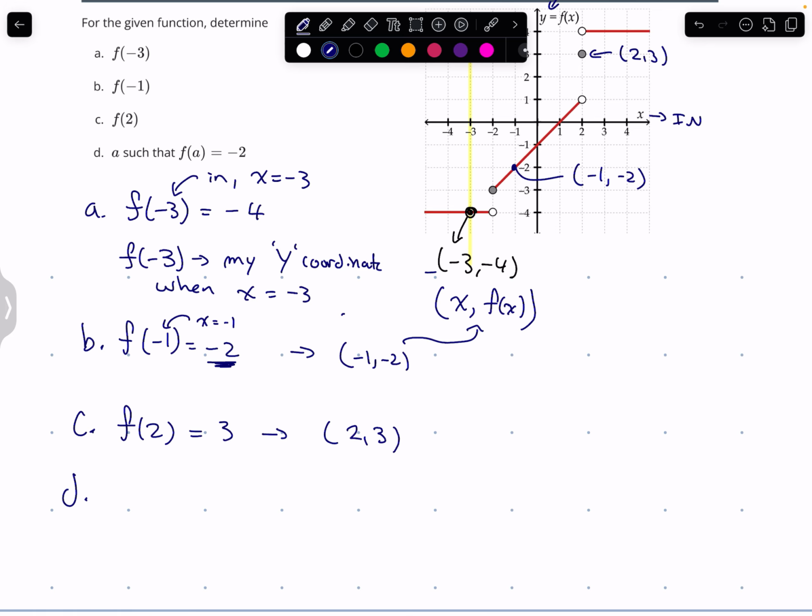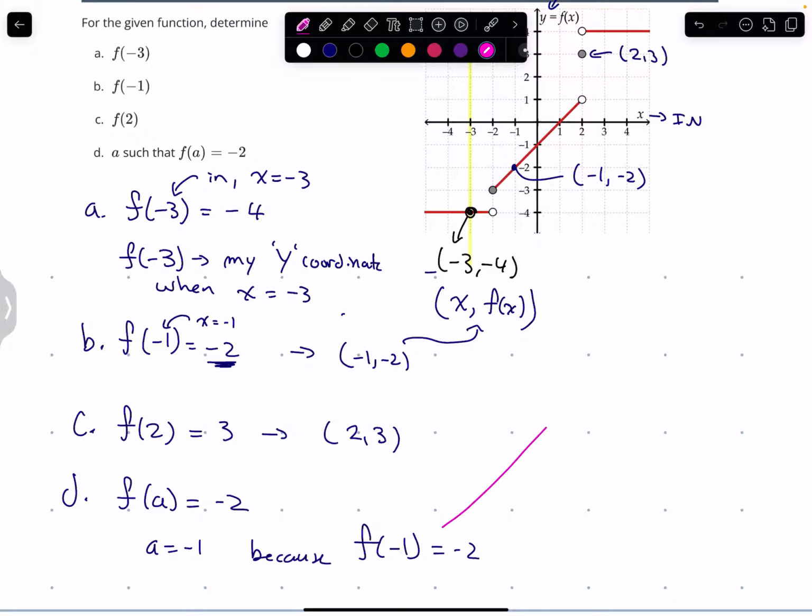For D, it says find A such that f of A equals -2. So it's kind of the working backwards approach where they told me what my output was. So I find -2 on my graph here, and I cross it back. So find y equals -2, then go over to my graph and see what's my corresponding x input here, and it was -1. So I would say A equals -1 here because f of -1 equals -2. And that's all shown in this coordinate here, which displays the relation.